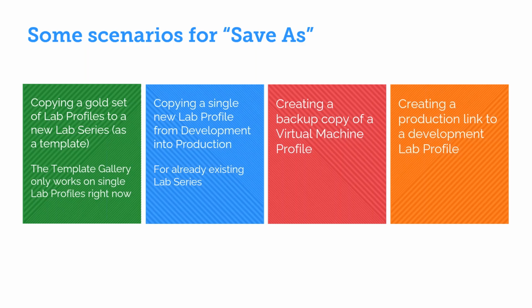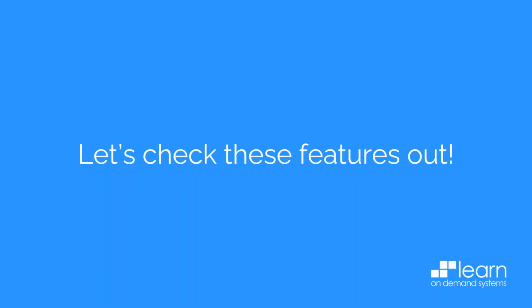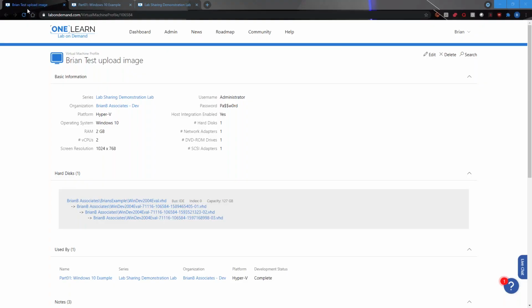So those are just some of the scenarios. This is by no means a comprehensive list of when you would use which of these save as options. These are just some of the options that are out there. So enough with the slides. Let's take a look at these features. I am going to go ahead and switch out from my slideshow, and I'm going to bring you into our lab development interface.